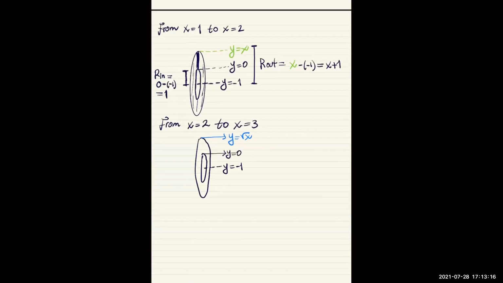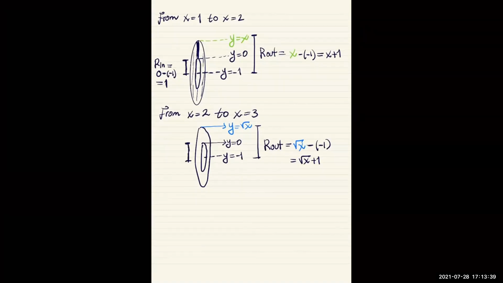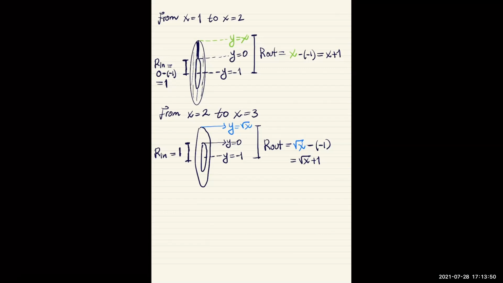So now we can find the outer r. That's equal to square root of x minus -1, or just square root of x plus 1. So that's the outer r. The inner r is still the same as before, equal to 1. Now we are ready to set up the integral, and the integral is anything but easy to solve because we just have so much going on.